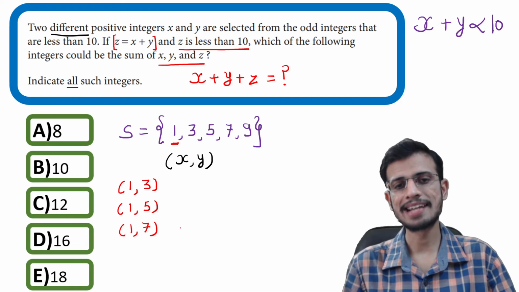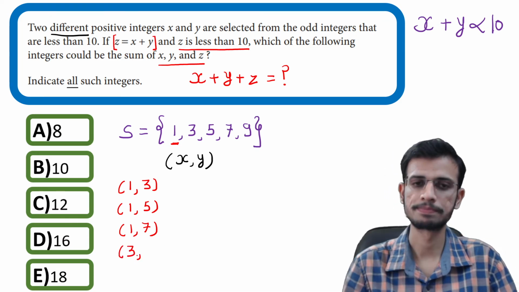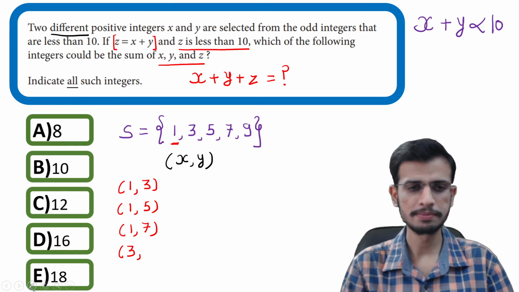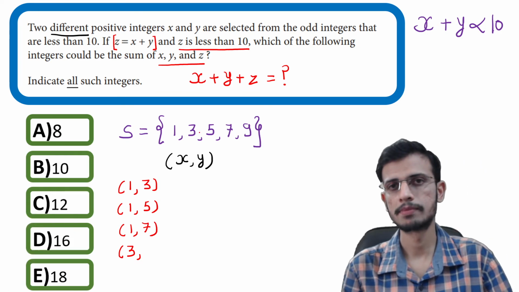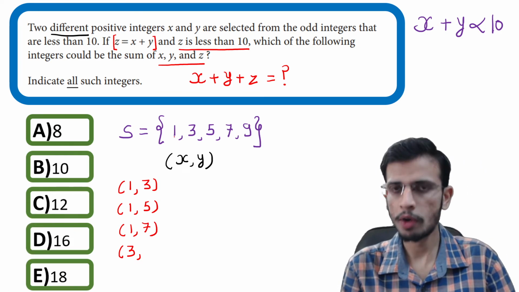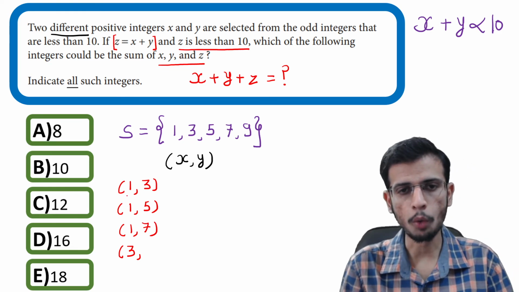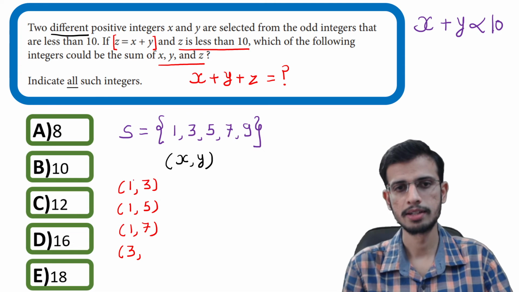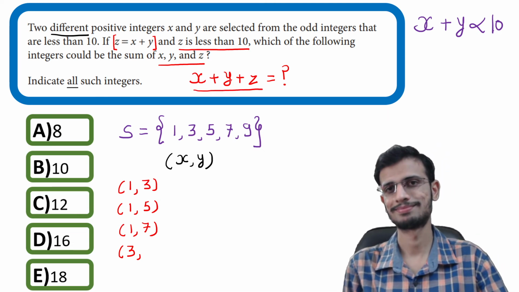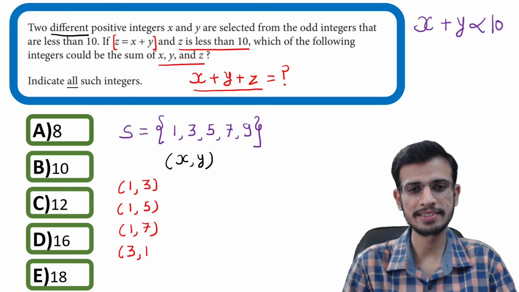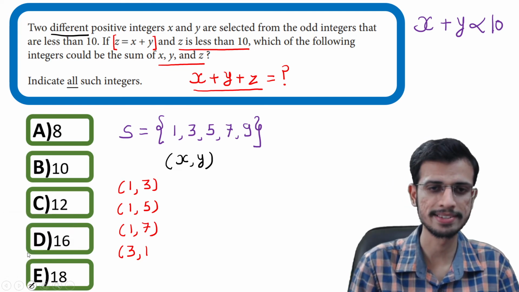So now I am taking x equal to 3. If I take x equal to 3, then I can put y equal to 1. But we have already written that pair. Ultimately we have to find the sum of x and y, so if I write 3 and 1, it will give us the same result. The sum will be 4 only. So I am not writing this.